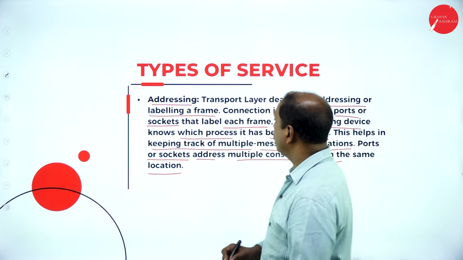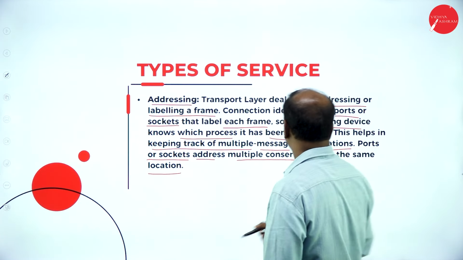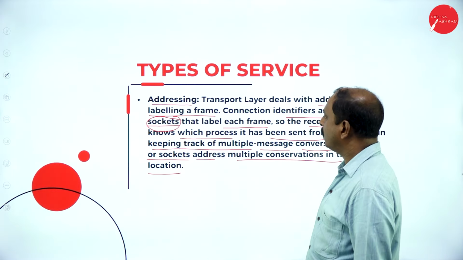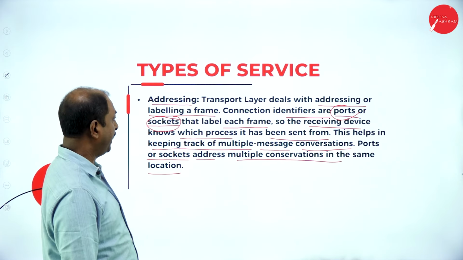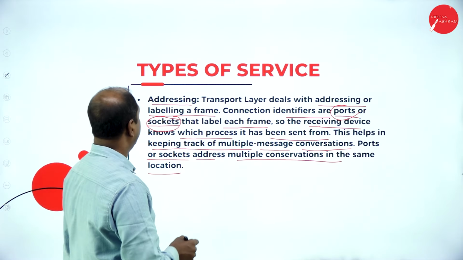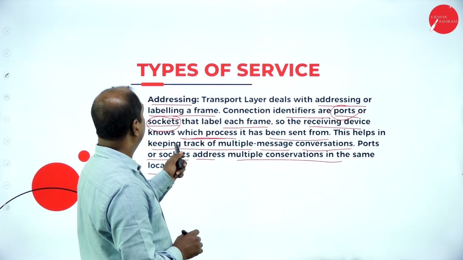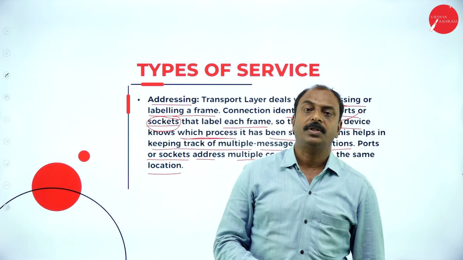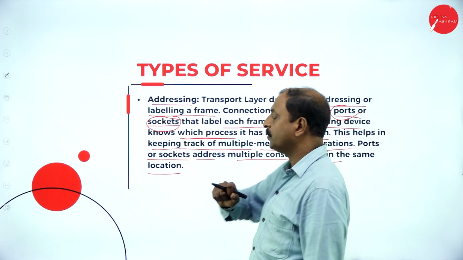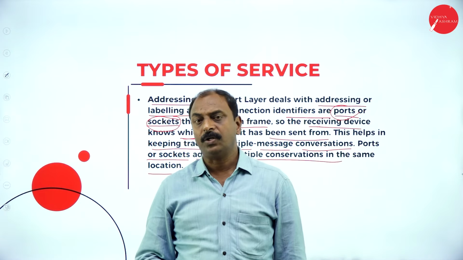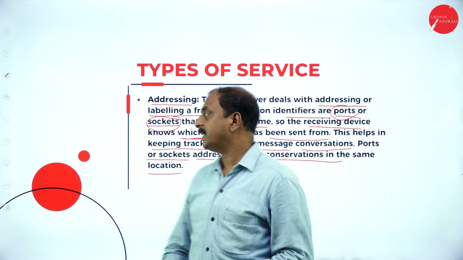What is the meaning of addressing here? The transport layer addresses the different network devices or multiple devices in a computer through ports as well as sockets. All the addressing is identified with the help of the ports and sockets of the multiple devices which are connected. So it is easy for the receiving device or the destination end to identify which process has been sent from which device. This is the meaning of addressing. The transport layer takes care of addressing multiple devices in a network through ports and sockets, and it is also possible at the receiver end to find out from which ports, sockets or devices the data packets were delivered.